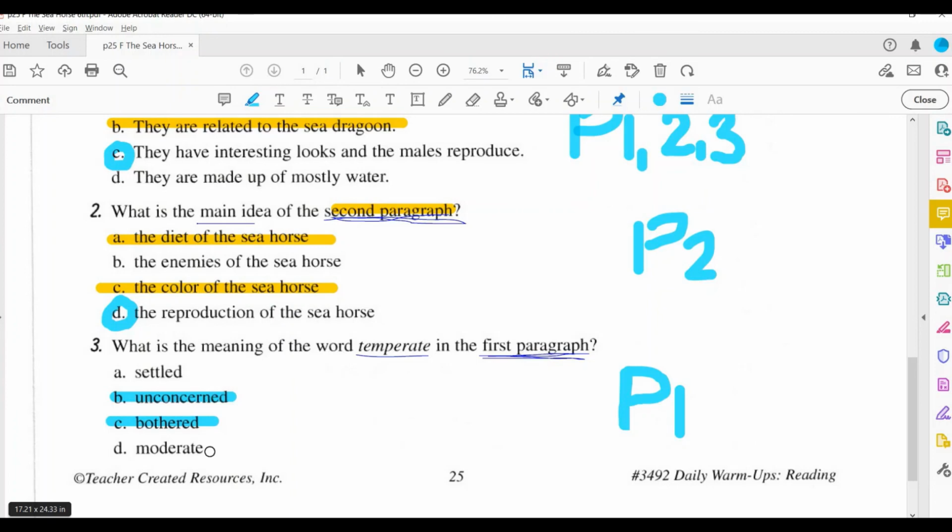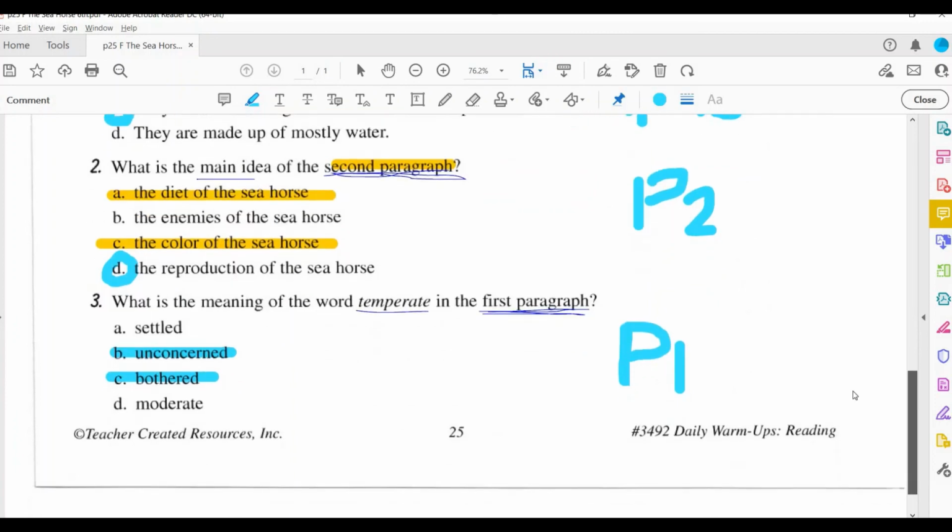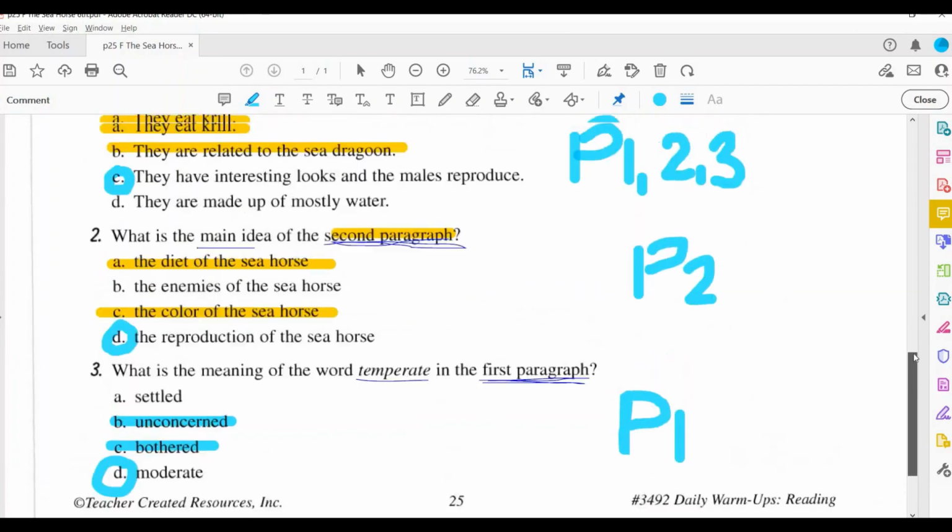So if something is settled, it's something that is like still. Moderate would be something maybe calm. They're not rough waters. The waters are kind of calm. So I'm going to say the best answer. Now, go by the best answer. You might come across situations where there's more than one possible answer, but the very best choice would be moderate. There we go.